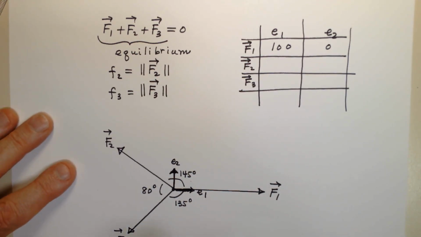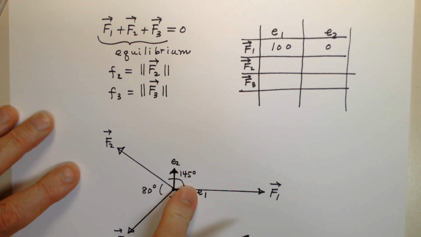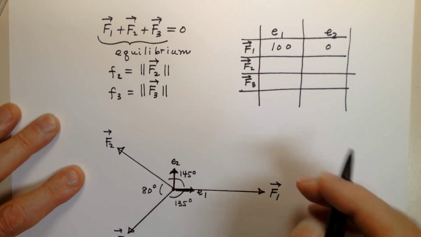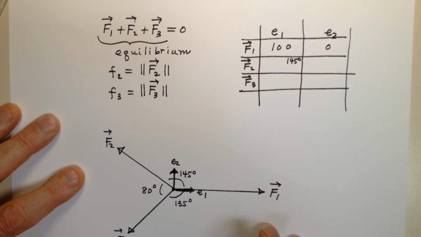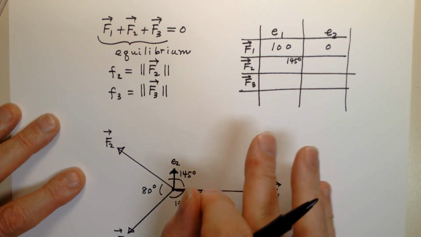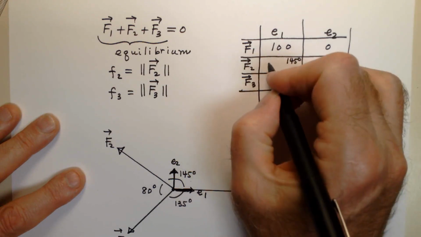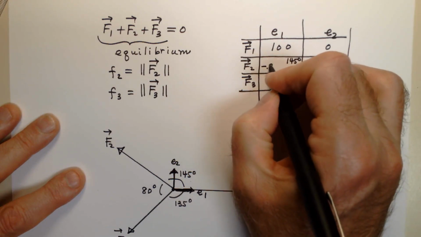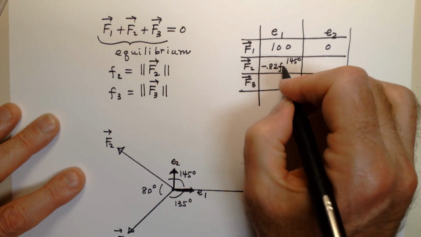All right, now let's take a look at F2. From the point of view of F2, we have to figure out the angle that it's making with E1. Well, that's easy because that's already in the picture. That's 145 degrees. So I'm going to put 145 degrees there just to remind myself that that's what I need to work with. When I compute the cosine of that angle, I'm going to get a negative 0.82. So the contribution here is going to be a negative 0.82 f2, little f2.